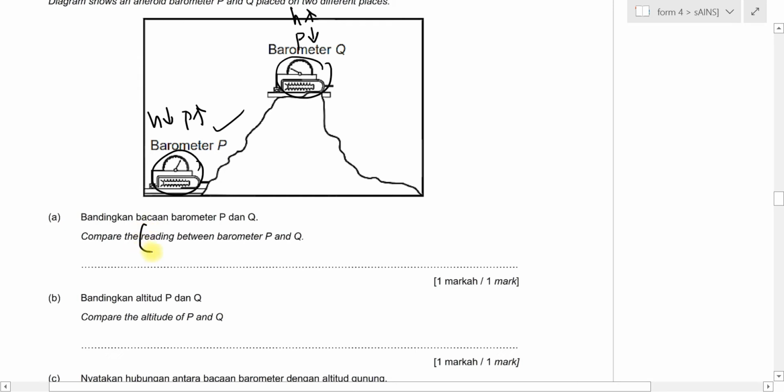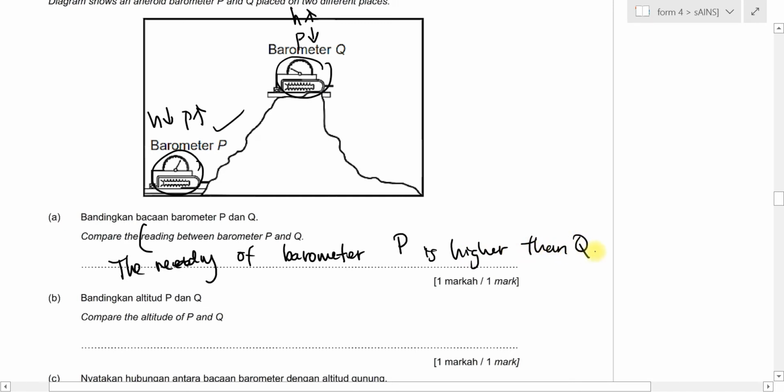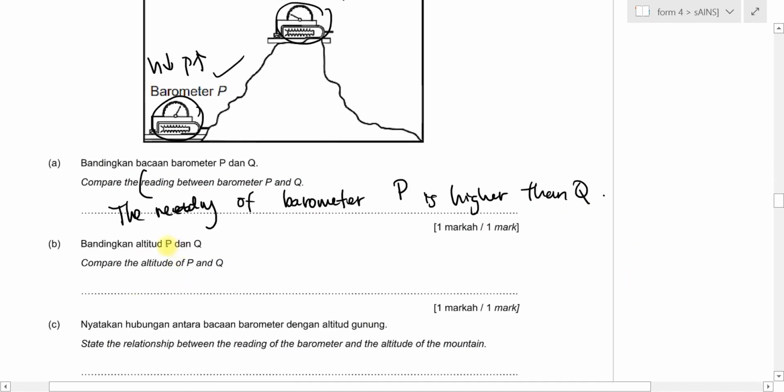So the reading of barometer P is higher than Q. I make P the subject. So compare the altitude of P and Q. P is lower, right? So the altitude of P is lower than Q.